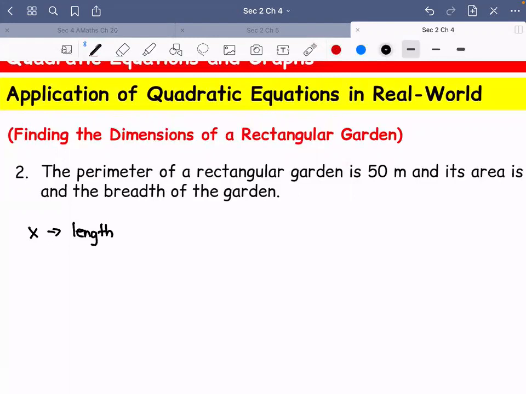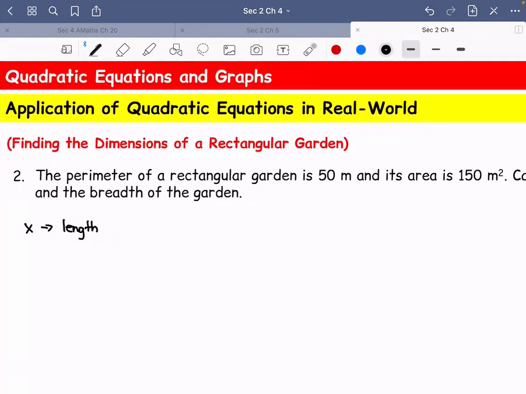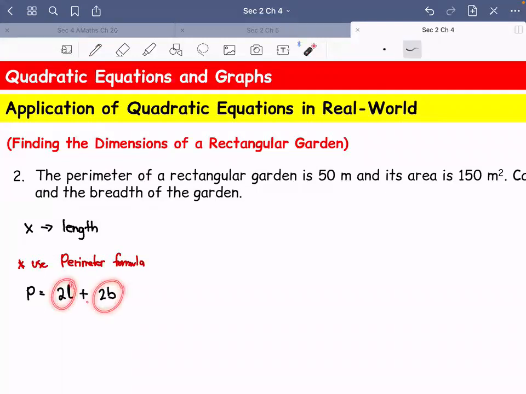And then how about for the breadth? What should we do with the breadth? Now for the breadth, take note of this. I'm going to use the perimeter formula for rectangles. What's the formula for getting the perimeter of a rectangle? It's P is equal to 2L plus 2B, right? Twice the length plus twice the breadth.